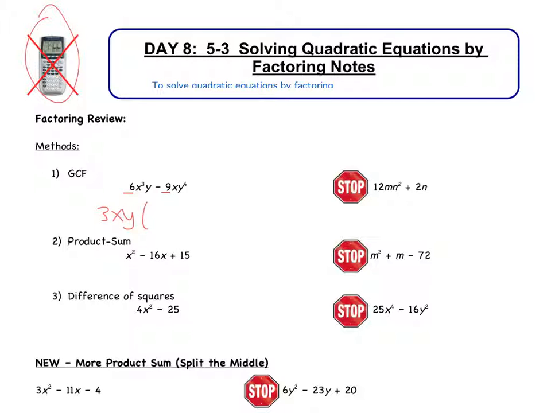Now what's left? Looking at my first term, 6 divided by 3 is 2. X cubed divided by x is x squared. Y divided by y is 1, so I just leave it. Now looking at my second term, 9 divided by 3 is 3. X divided by x is 1. So that 1 I don't have to write. And then y to the 4th, take away a y is y to the 3rd.